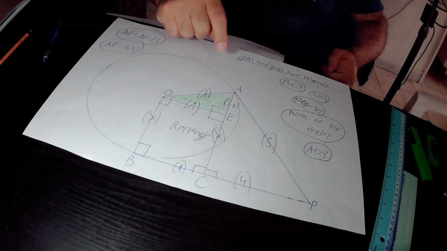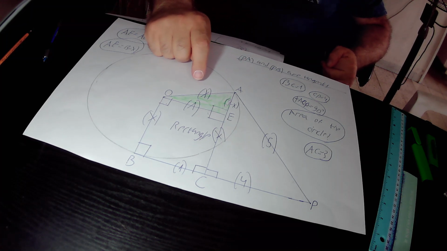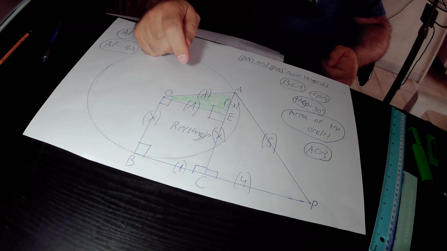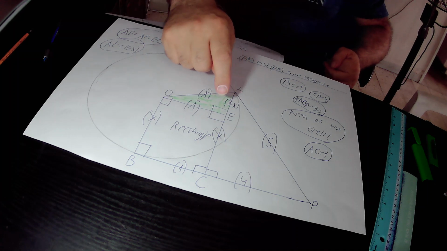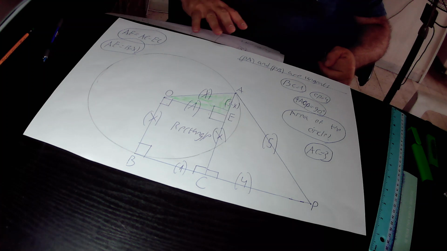In the next step, we join points O and A together by a straight line. OA is, of course, the radius of this circle, that is equal to x. In the next step, I copied the right green triangle OAE. In the equation, we implemented the Pythagoras theorem on this green right triangle OAE.